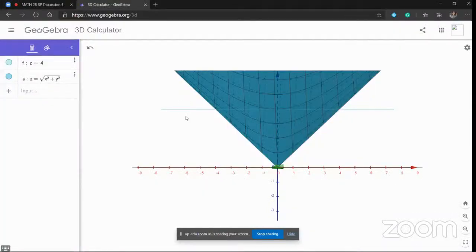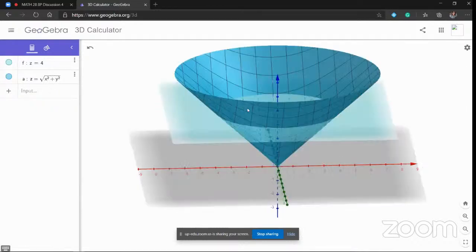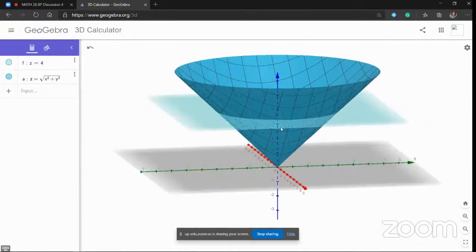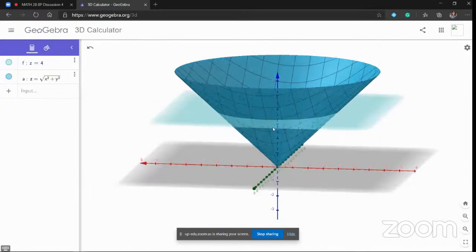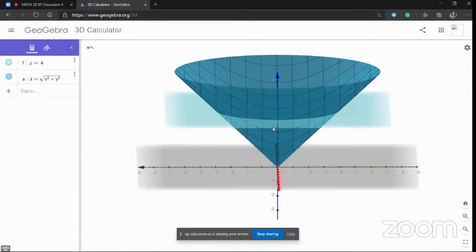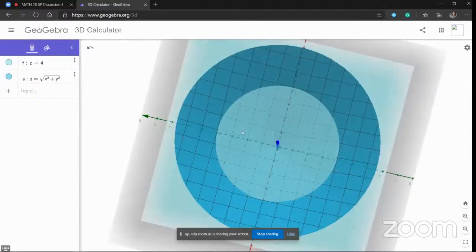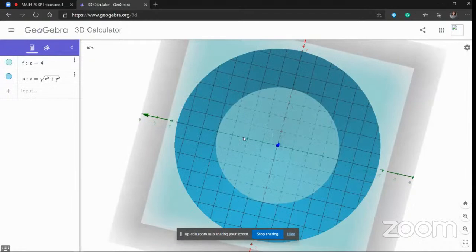Gumamit ako ng GeoGebra 3D calculator para mag-graph yung z equals 4 tsaka z equals square root of x squared plus y squared. So, z equals 4 is a plane, and then z equals square root of x squared plus y squared is a cone. Ito po yung itsura niya sa 3D. Now, pag sa-set up tayo ng double iterated integral in polar coordinates, dapat alam natin kung anong itsura nung projection nung ating solid sa polar plane. Sa first octant lang po tayo, so dapat first quadrant lang.